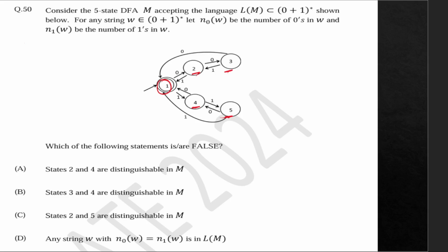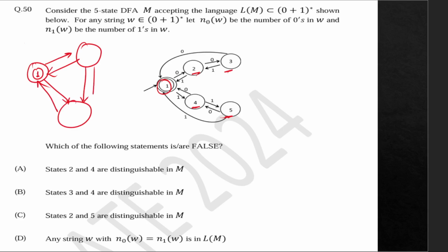So if you just minimize this, it will come like this: 1, after that here, like this. So this is 2, this is 4, with transitions 0, 1, 0, 1, 0, 1. This is the minimized one we are going to get. So it is very clear, okay?